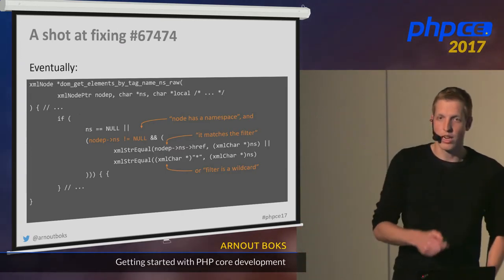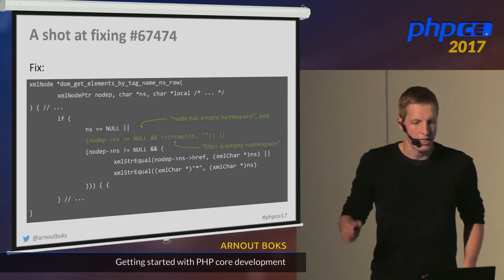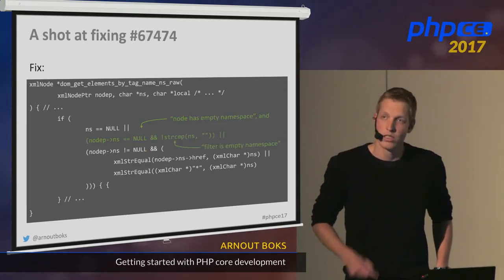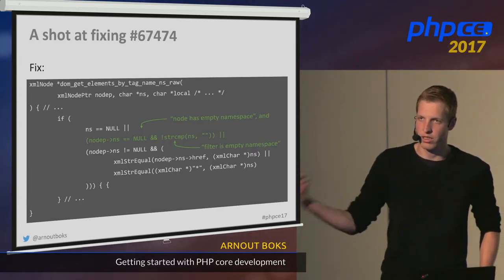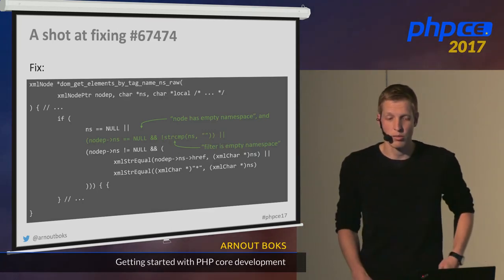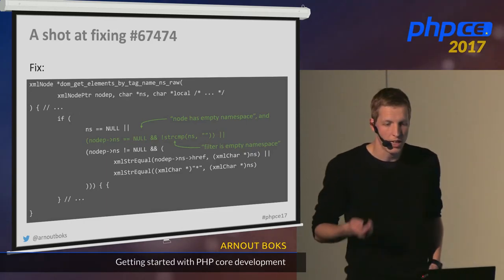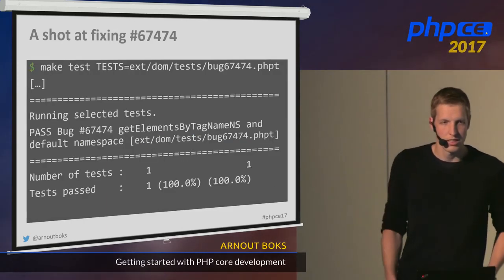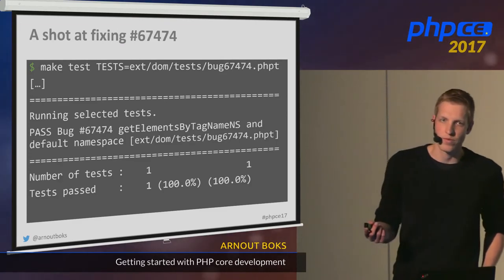So I looked at how the existing code did this, and I added in this line. So I added in an extra condition: if the node has an empty namespace and we also want to filter by the empty namespace, that node should also match. And then I recompiled PHP and ran my test again, and it passed. So I fixed my bug.